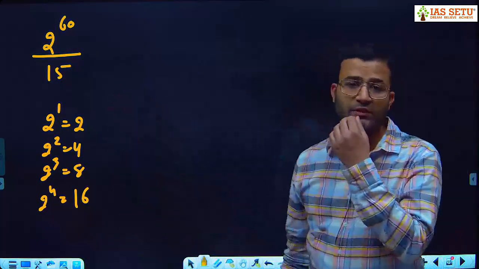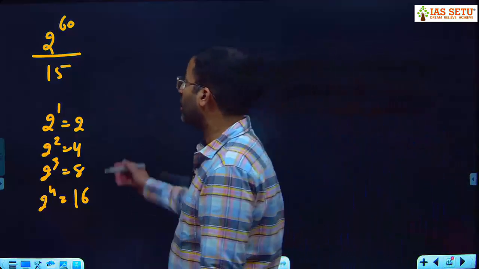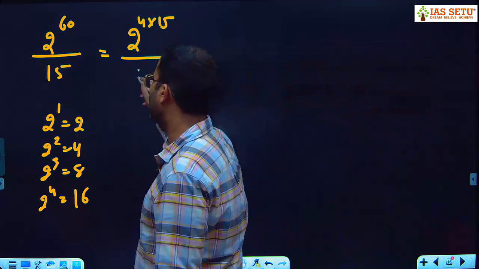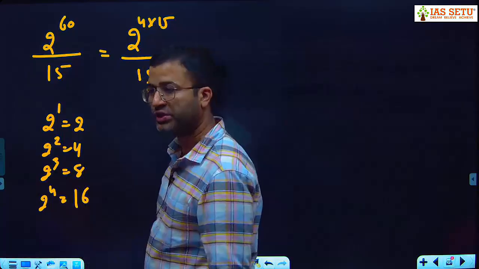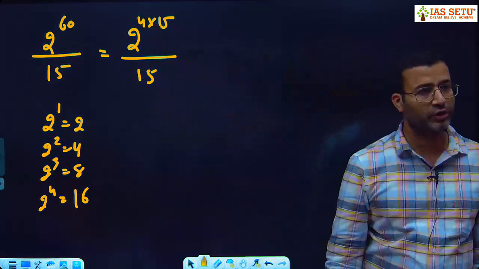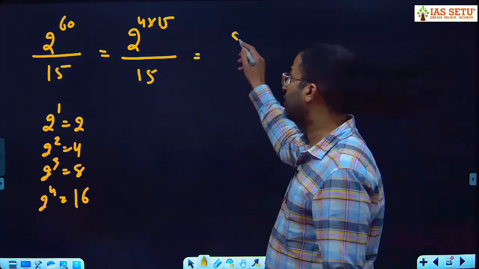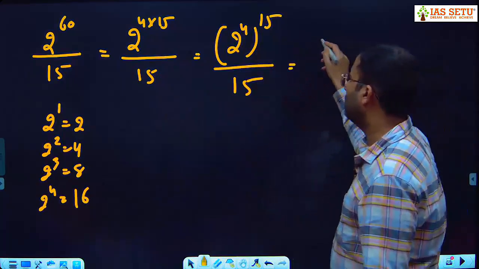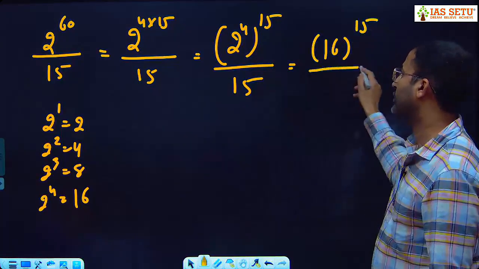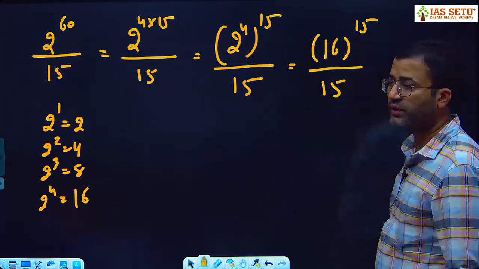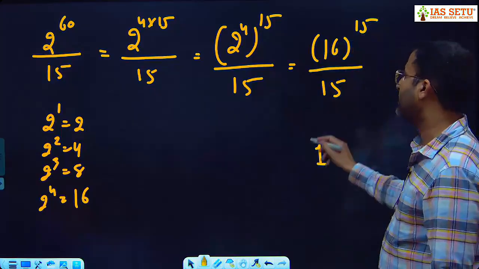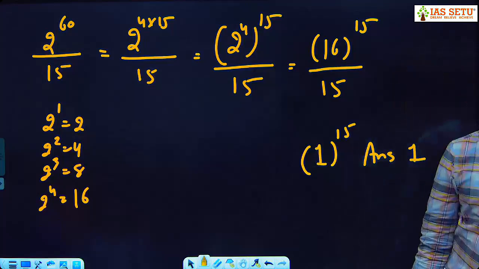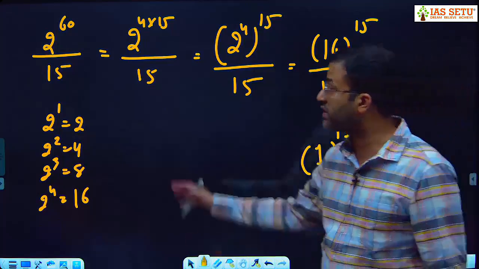Why? Because 16 with respect to 15 gives remainder 1. Now here I write it as 2 to the power 4 into 15, because 2 to the power 4 will help you. 60 को break करना है. 60 can be written as 4 into 15. Then we can write it as 2 to the power 4, bracket 15, divided by 15. Then it is 16 to the power 15 divided by 15. Every 16 with respect to 15 gives remainder 1. How many times? 15 times. So our answer here is 1. 2 will not help, 4 will not help, 8 will not help, 16 will help.